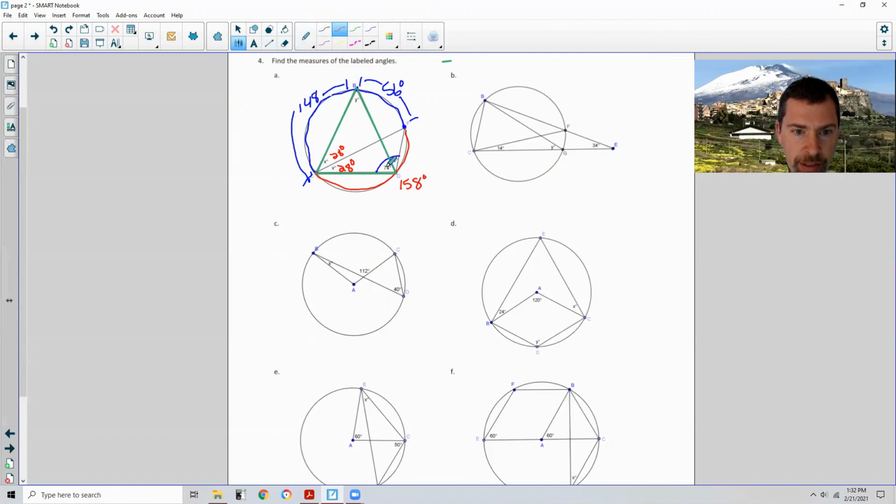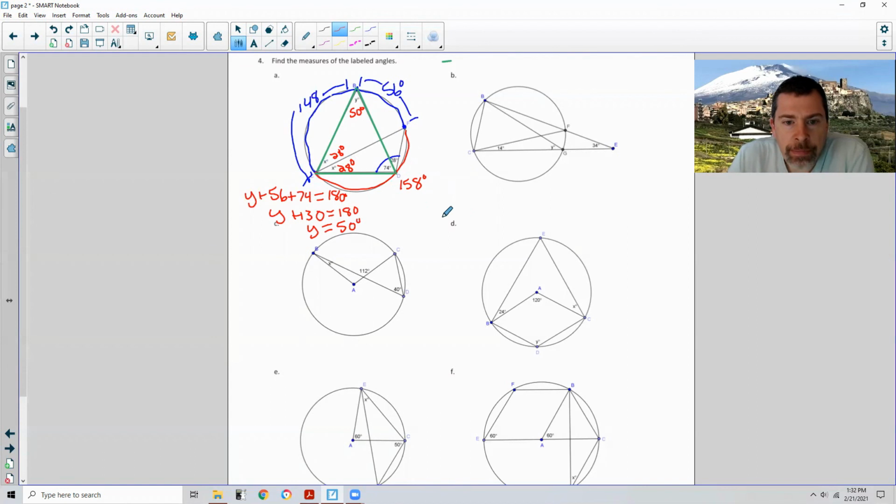And if this is 56 and this is 74, the Triangle Sum Theorem will say that Y plus 56 plus 74 equals 180. Y plus 6 plus 4 is 10, 7 plus 5 is 12, plus that 1 is 13, equals 180. Therefore, Y has to equal 50 degrees. So Y is 50 degrees, X is 28. Okay, and there's part A. So you have to put a little bit of thought into these. They're not always just direct. Okay, so what do I focus on here?